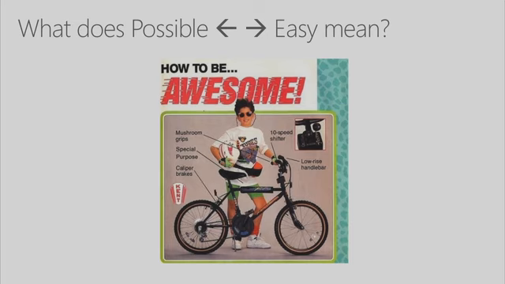So this is a picture from James's childhood. It's a pretty awesome bike that he has there. I mean, who has a special purpose seat? I have no idea, but is it a chopper? And look at that shifter. I want one of those on mine.